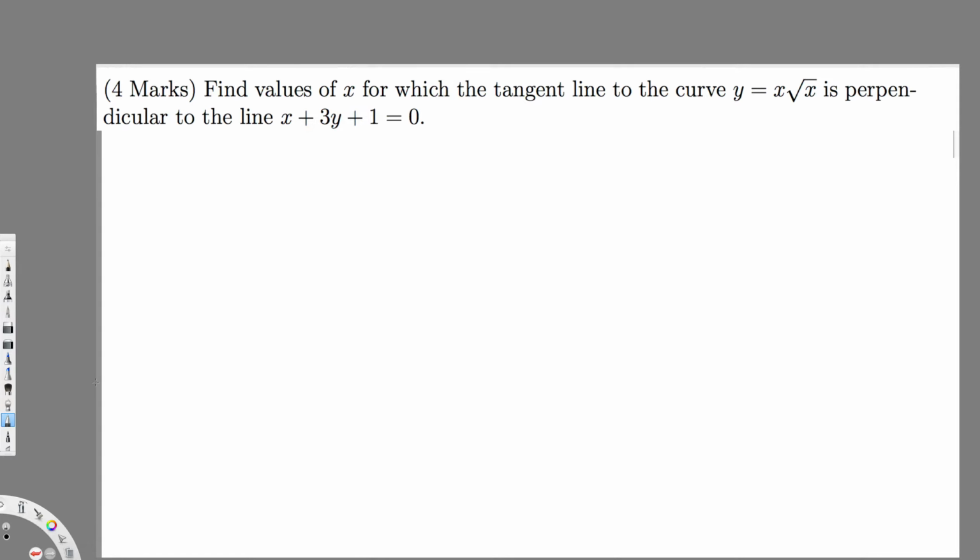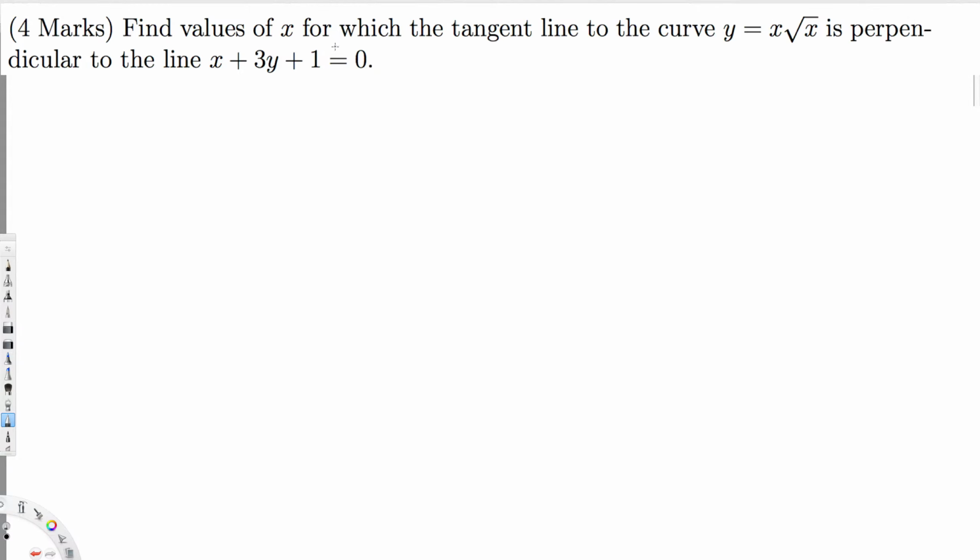We have this question right here. It's asking to find values of x for which the tangent line to the curve y equals x root x is perpendicular to the line x plus 3y plus 1 equals 0. In order to do this question, I have to find the slope of each of these.